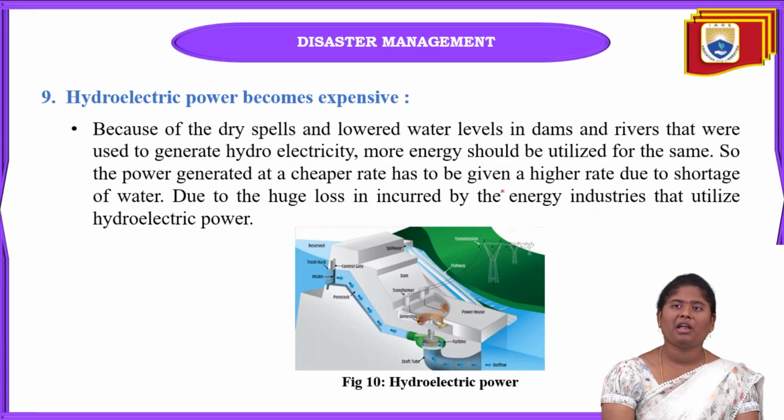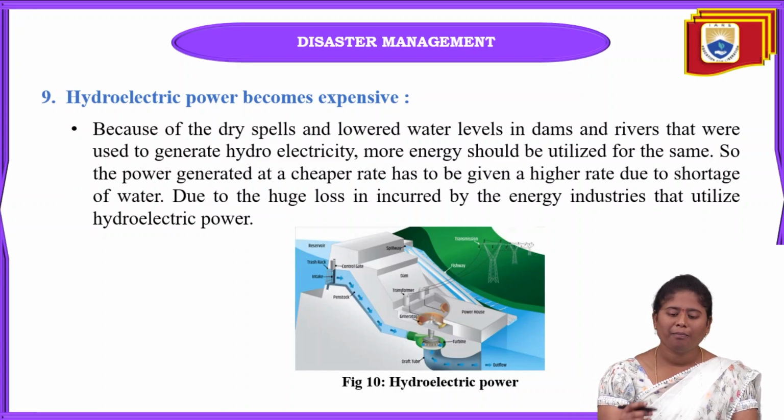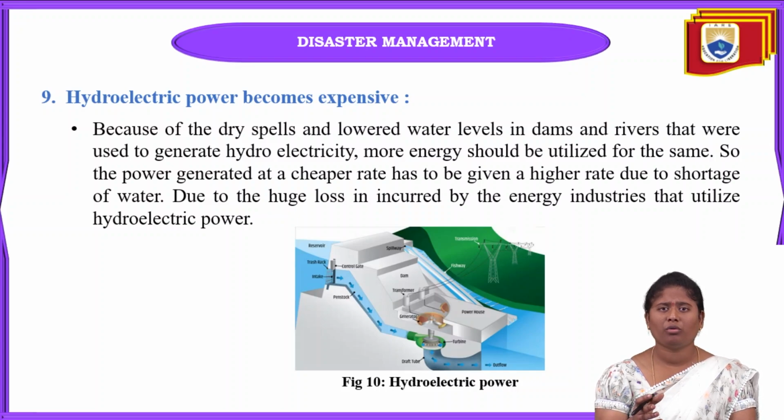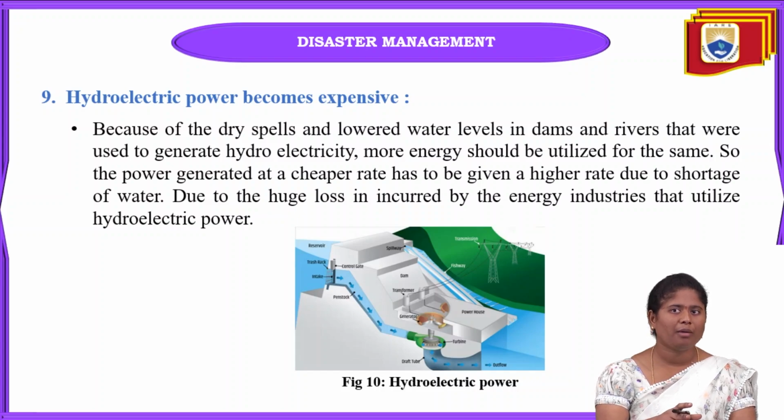So more energy has to be used for the generation of hydroelectricity. If there is more water, electricity generation is obviously very easy and comes at a very cheap price. But without water, where there is a shortage of water in the dams, the turbines have to provide much more energy because of the very low water level. Due to this very small amount of water in the dams, the turbines are increasing their speed.